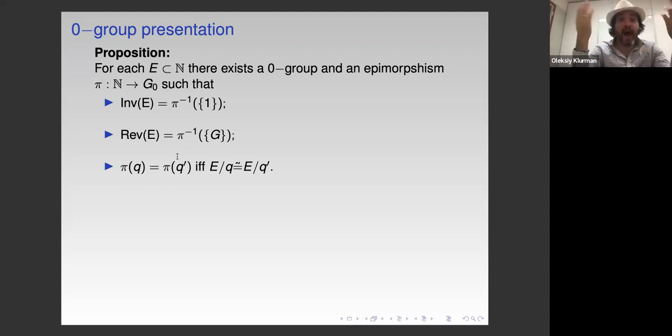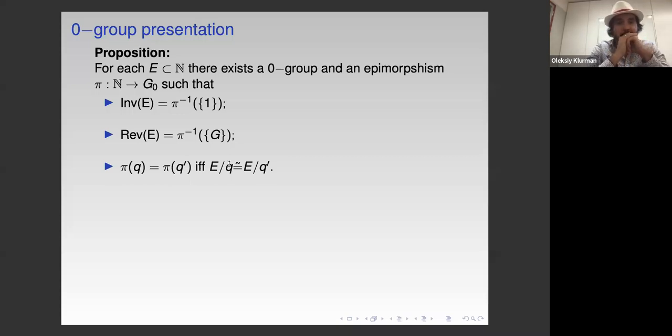And an epimorphism. So pi is a multiplicative map. It's a map which respects multiplicativity, such that it satisfies the following. The pre-image of 1 is actually my invariant set. The entire group's pre-image is my ref E. So the key point is that anything non-trivial is happening on ref E, on the divisors of my invariant set. And this pi is compatible with the density, with multiplication. So if pi of q is pi of q prime, then they act on E pretty much the same way.